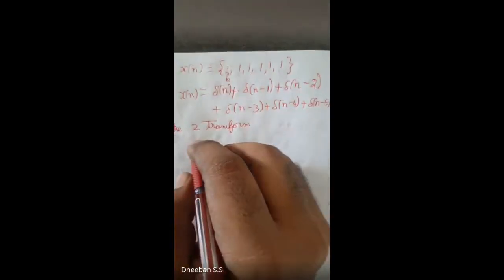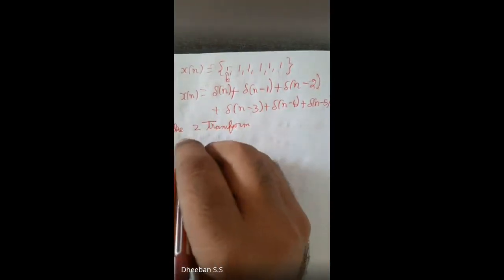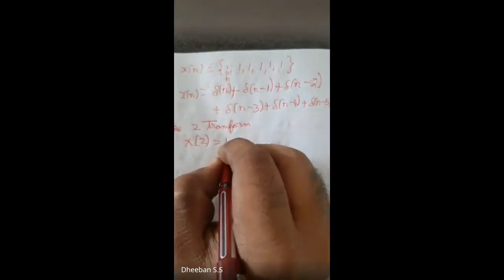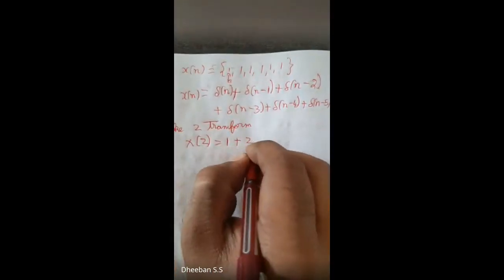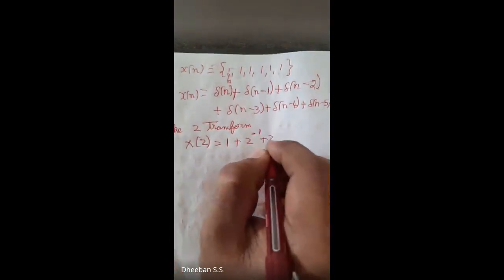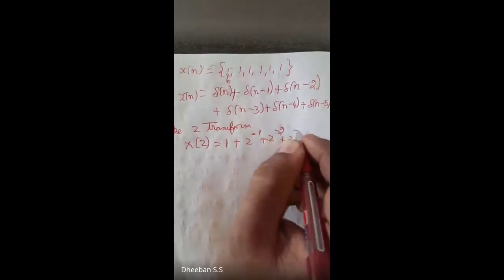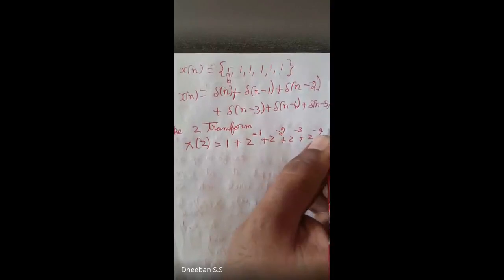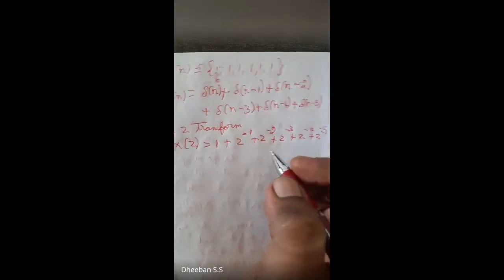Okay. Now what happens? To take the z transform of this, X of z is equal to 1 plus z to the power minus 1 plus z to the power minus 2 plus z to the power minus 3 plus z to the power minus 4 plus z to the power minus 5. Okay, so this is how it looks.